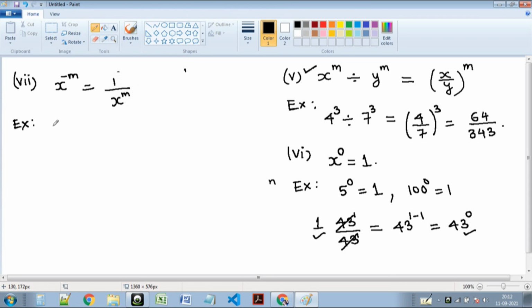So let's take one example. Just suppose we are having 2 to the power minus 3, right? As per this law, if we are applying this law on this, first we will remove the minus sign, so it will become 1 divided by 2 to the power 3. So this will become 1 divided by 8. So this is our result.